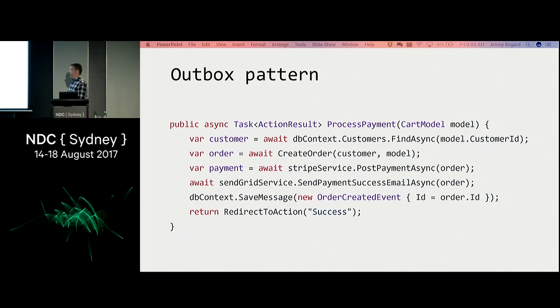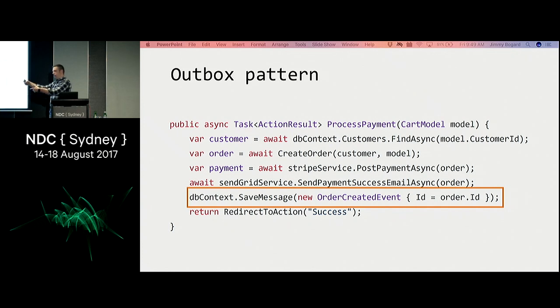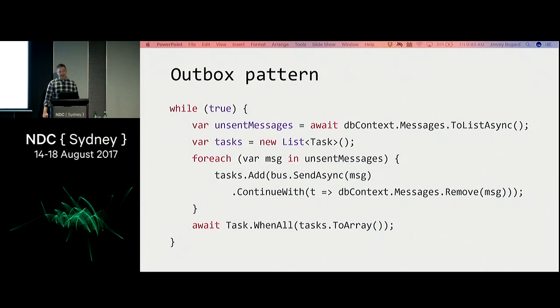This is actually known as the outbox pattern. In the outbox pattern, instead of me immediately sending these messages to these downstream providers, I instead store the messages temporarily in my business database, and some other process is taking those unsent messages and sending them downstream. Something like this. Don't use this code, this is really bad code, but you get the idea.